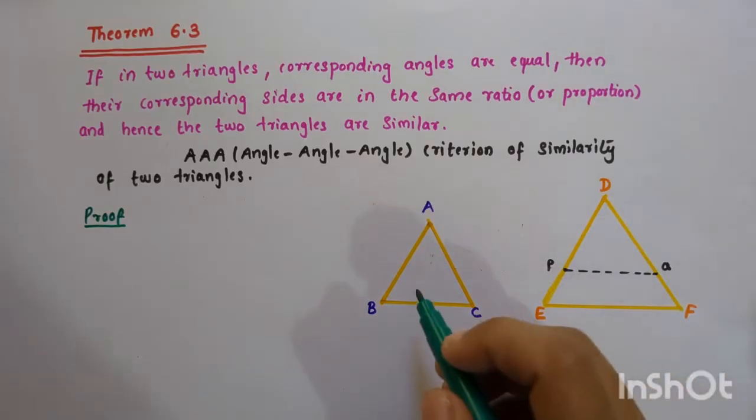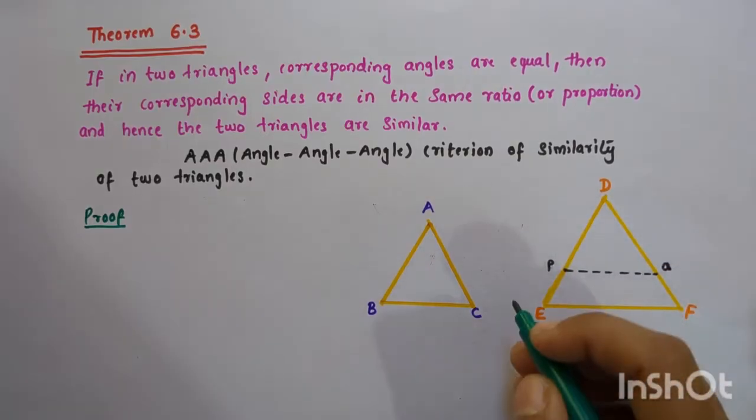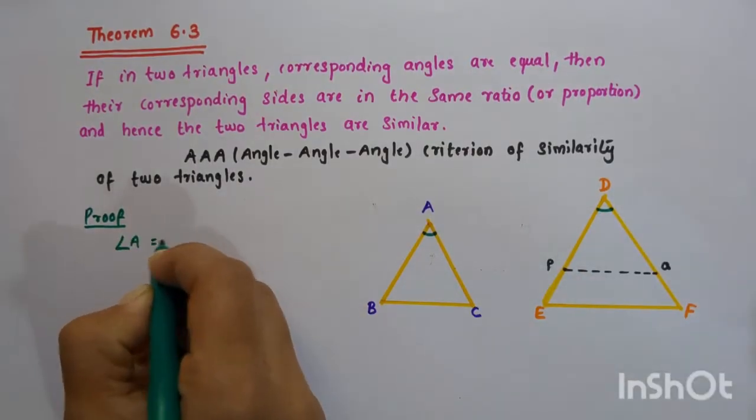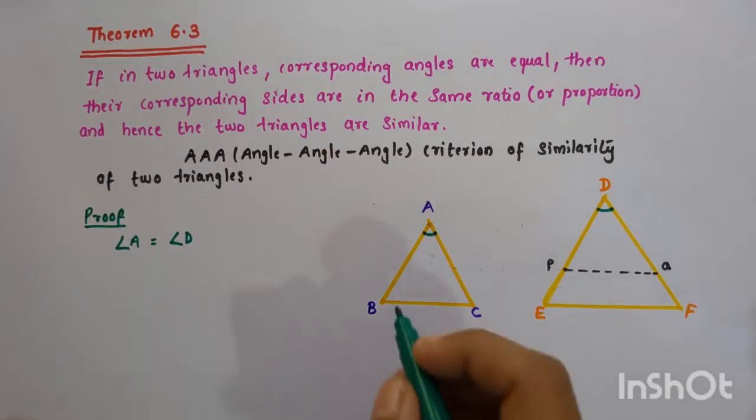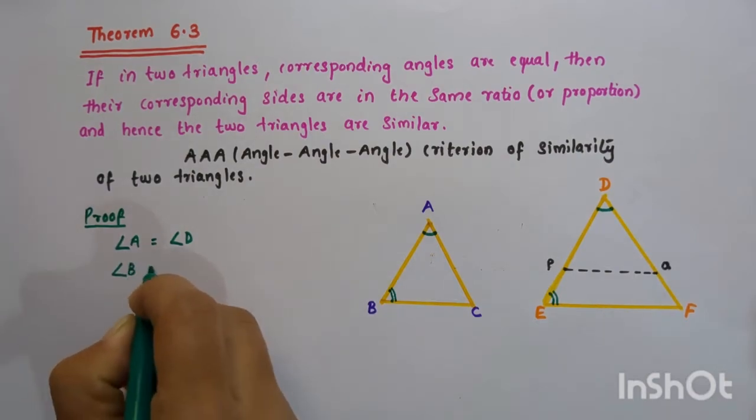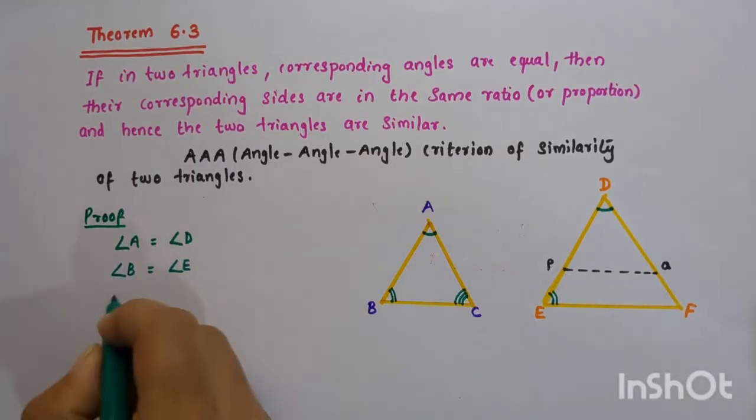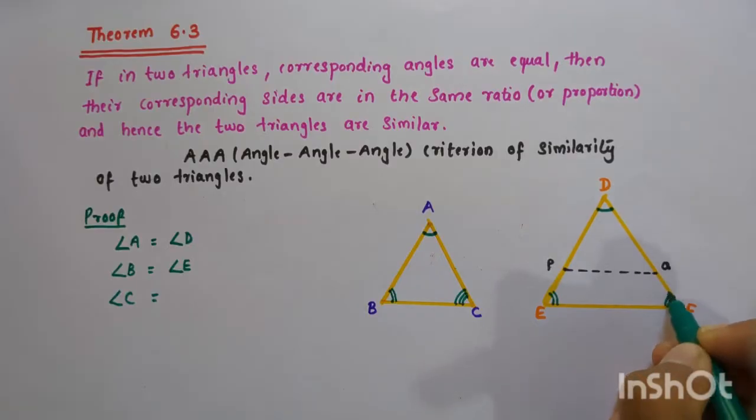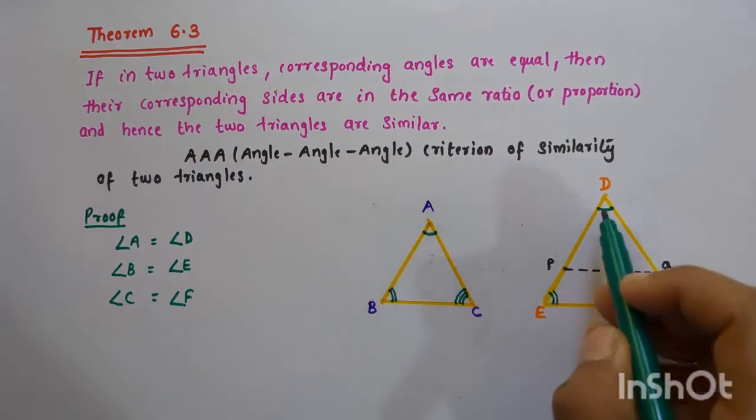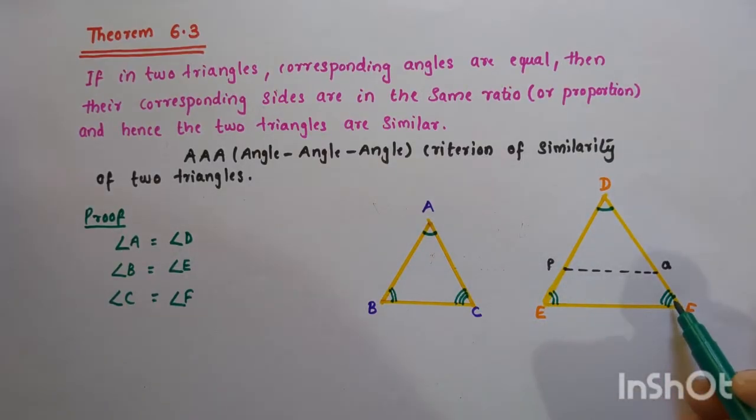For that, I am considering two triangles, ABC and another triangle DEF, such that angle A is equal to angle D, angle B is equal to angle E, and then angle C is equal to angle F. So we are considering two triangles such that angle A is equal to angle D, angle B is equal to angle E, and angle C is equal to angle F.